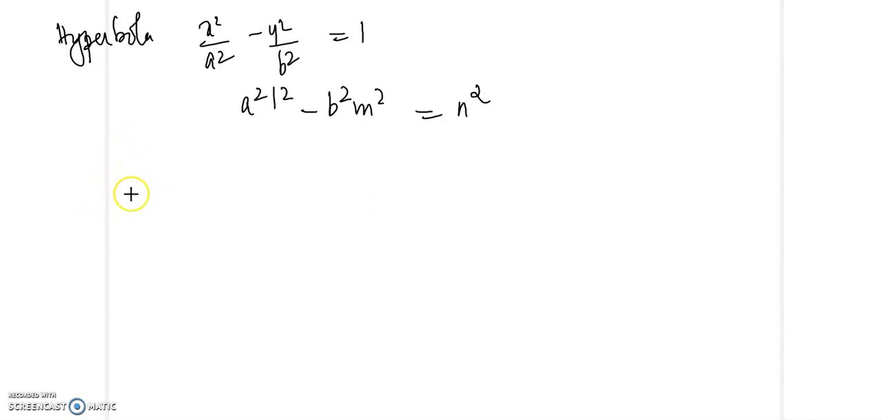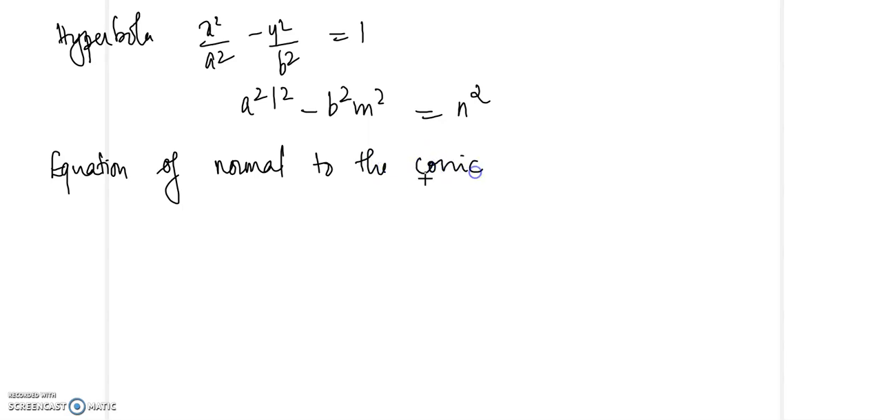Now let us find the equation of the normal to the conic. For this we will use the equation of the tangent line. The tangent line equation we already considered. So using that we will find the equation of the normal.